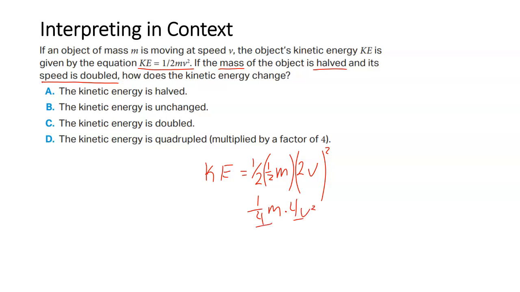If we take our two coefficients and multiply those together, we end up with mass times velocity squared. And when we compare it to our original equation of 1/2 mass times velocity squared, we see that when we did those changes, our kinetic energy was doubled.